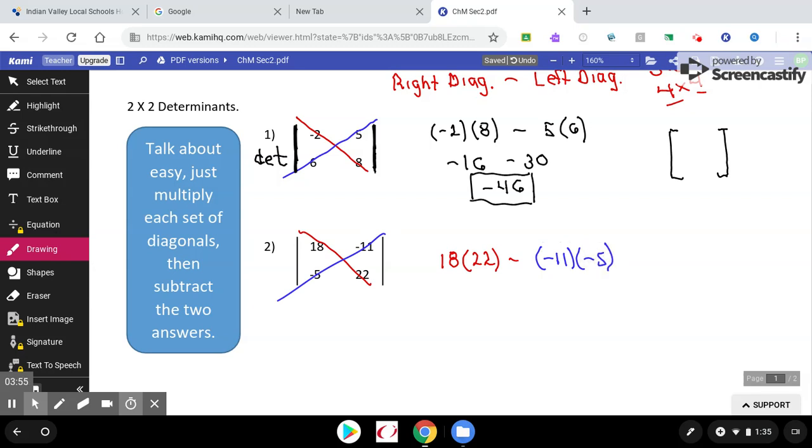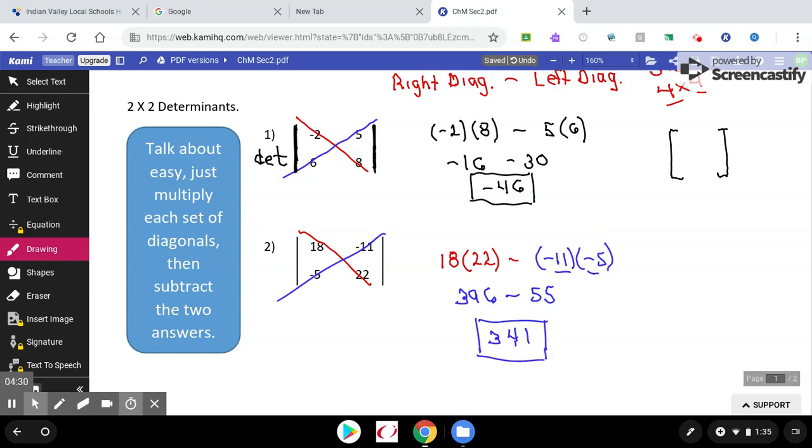All right, what's 18 times 22? Well, I'm pretty sure that's 396. If I'm wrong, I apologize, because I just did that in my head. And then subtract. Now be careful, right? I got a whole bunch of negative signs going here. So we got to do the multiplication first. -11 times -5 is 55. Now I'm supposed to subtract those. If I subtract them, let's see, 6 minus 5 is 1. 9 minus 5 is 4. 3 minus nothing is 3. So my determinant for that second problem is 341.